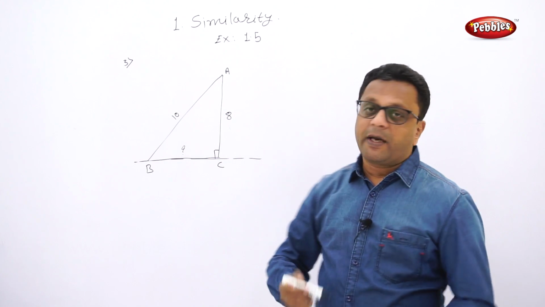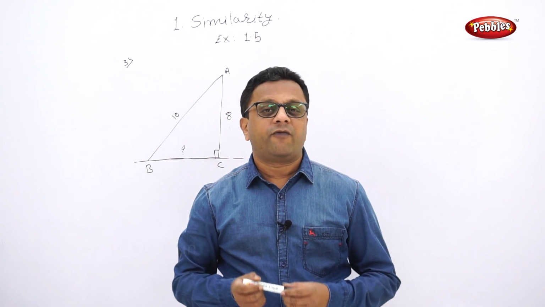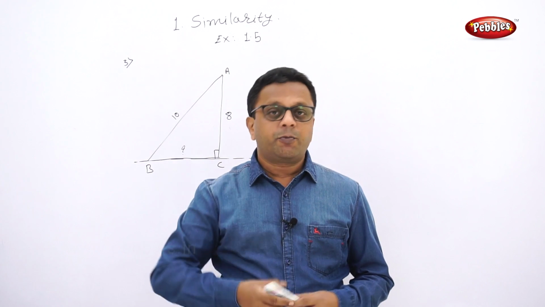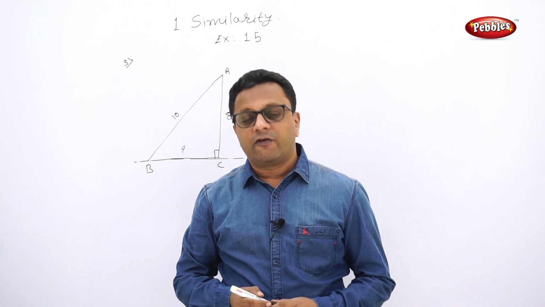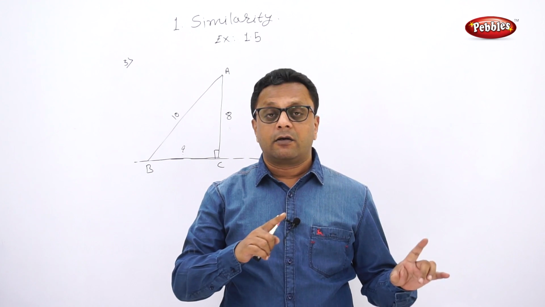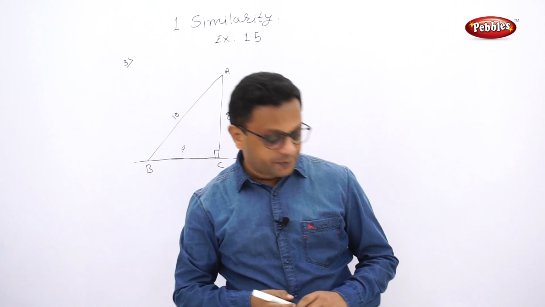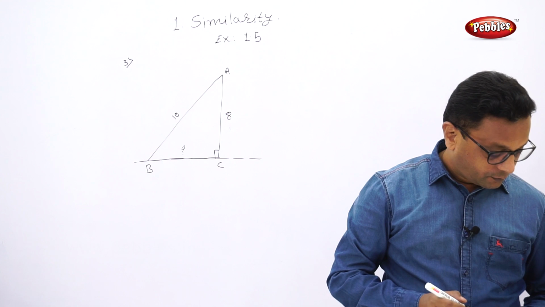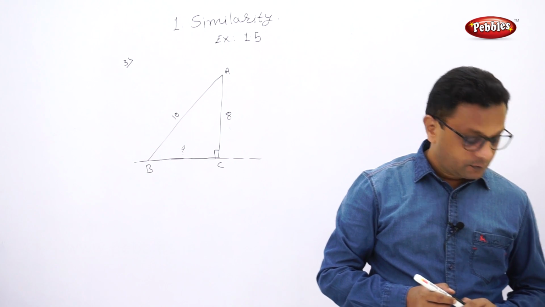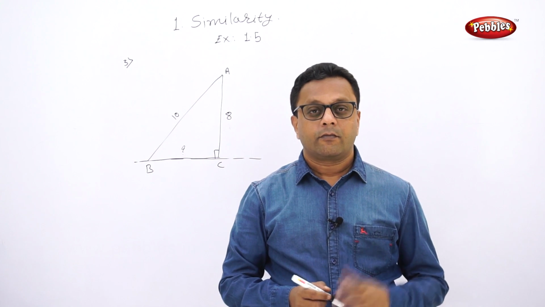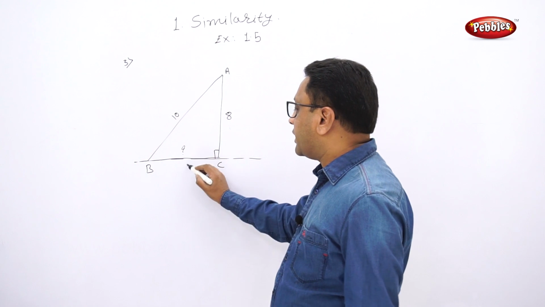So by applying the Pythagoras theorem, you can easily find the length of BC. Please pause your video here and find the value of BC, that is the distance of the foot of the ladder to the wall. Do it now, please. The answer is 6.